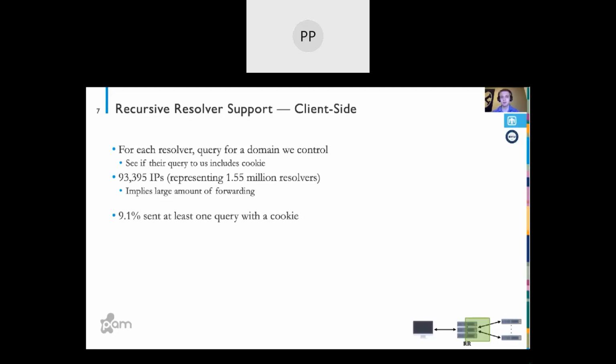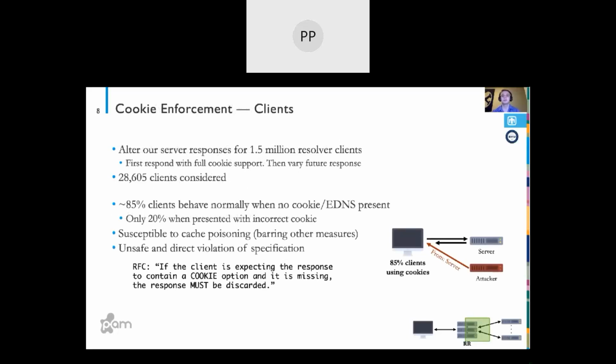At the time of this test, 1.5 million resolvers were still active. So this seems to imply that there's probably a large amount of forwarding going on to this smaller subset of true recursive resolvers. Regardless, what we found is that 9% sent us a query with a client cookie in it. So now we've seen how many clients and servers are using cookies. Next we want to ask, how many people are enforcing cookies?